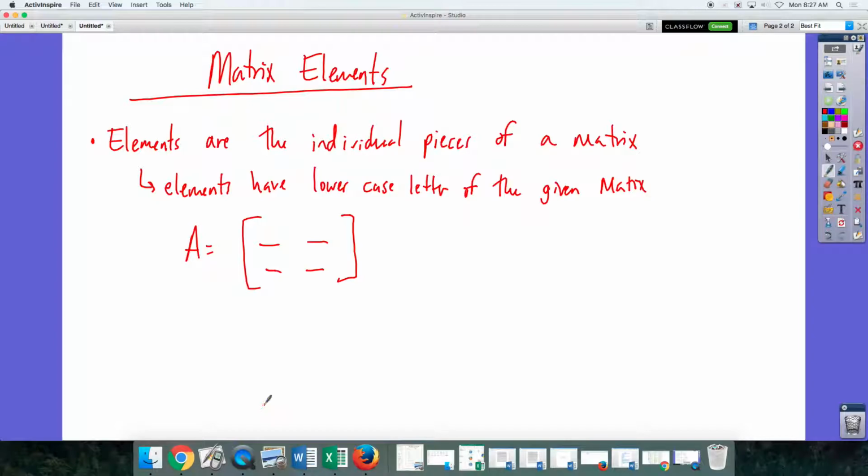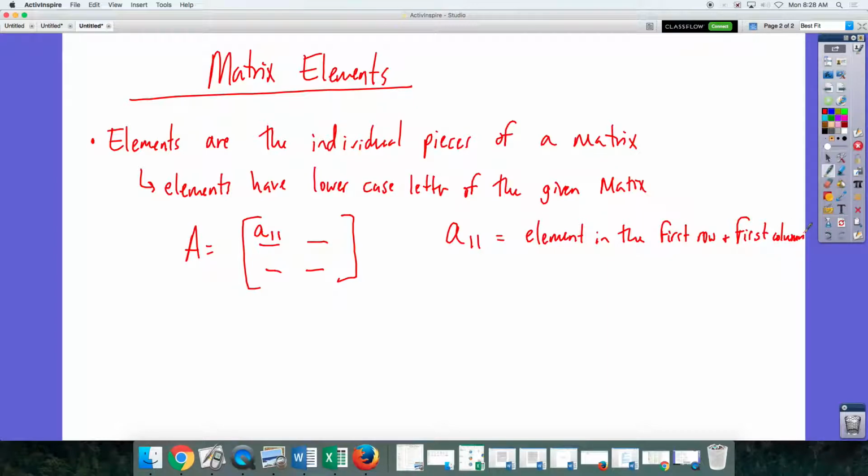Now, we also individualize these elements by their position in the matrix. So if this is in the first row, first column, it would be lowercase a, 1, 1. Let's look at that. a 1,1 means it is the element in the first row and first column.